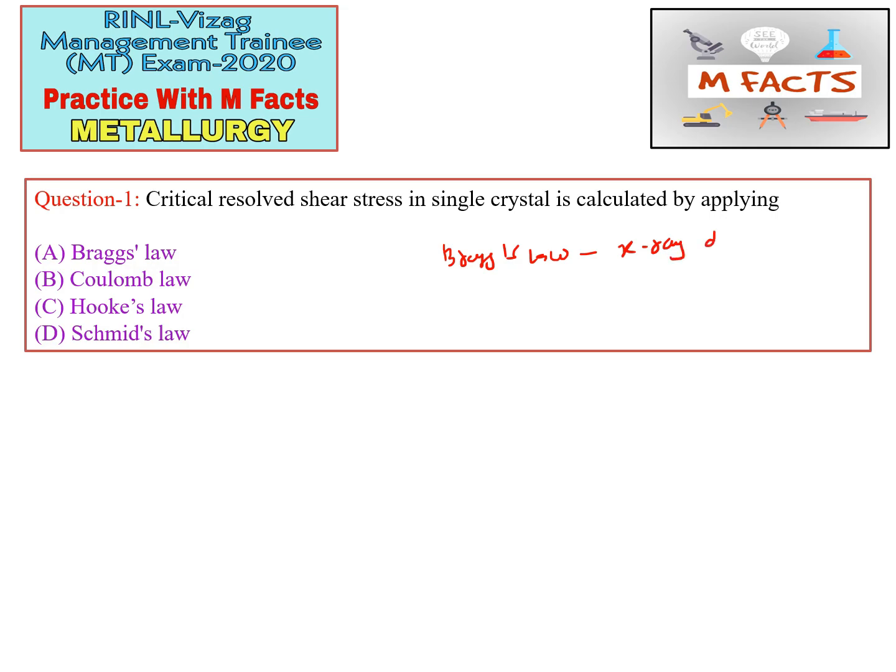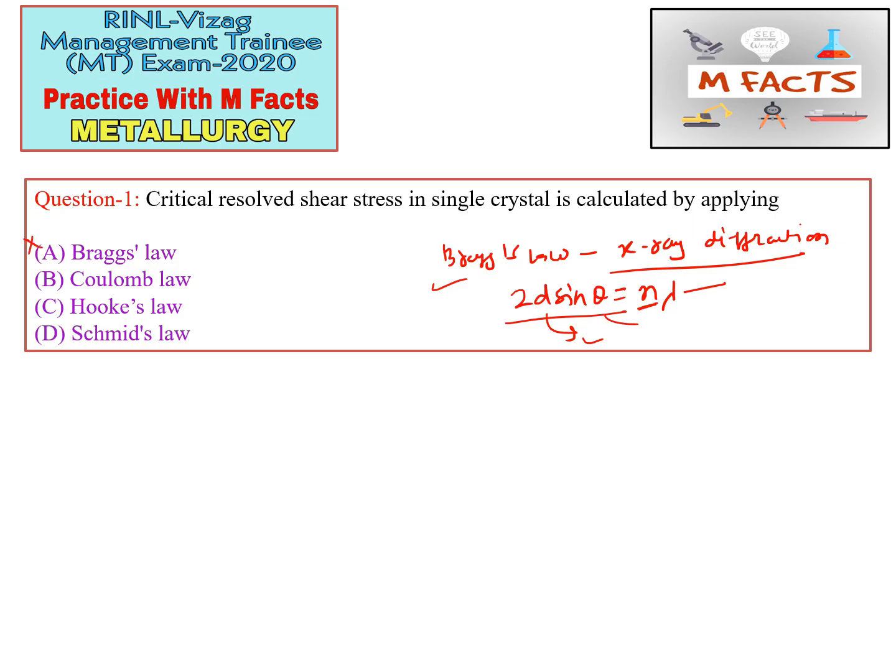We have done numericals based on this Bragg's law many times in previous parts. Bragg's law is 2d sin theta equals n lambda, where d is the interplanar spacing, lambda is the wavelength, theta is Bragg's angle, and n is the order of reflection. So this is not correct, as it is basically for X-ray diffraction.